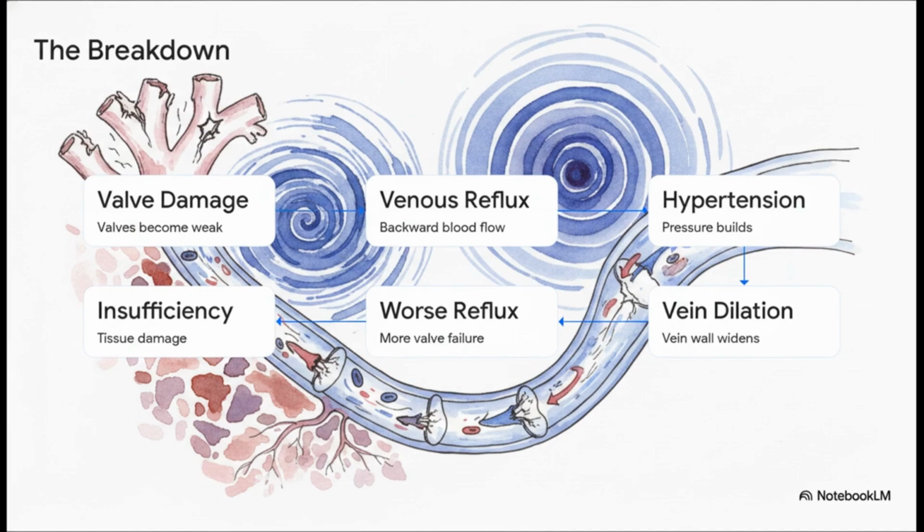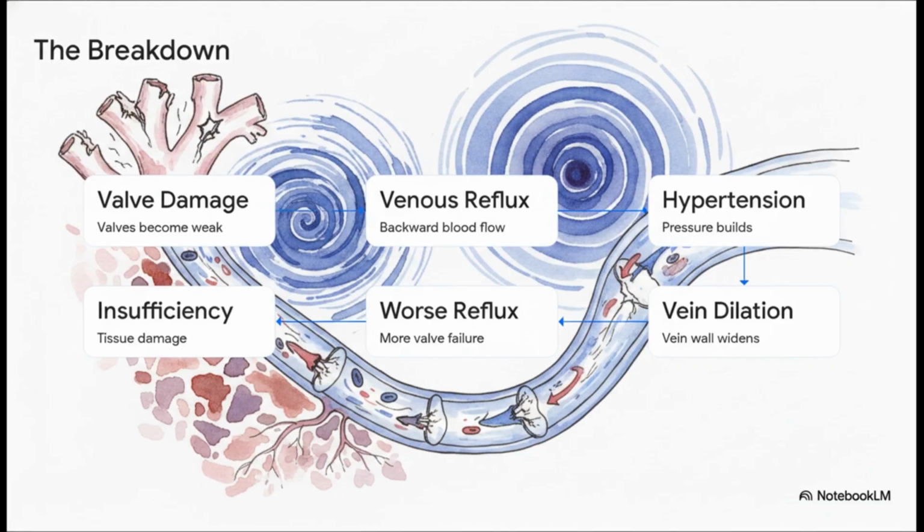Valve damage. The initial valve damage occurs. Venous reflux. That damage leads to venous reflux, the backward flow. Venous hypertension. Because blood is pooling, hydrostatic pressure builds up in the leg. Venous dilation. This immense pressure physically stretches and widens the vein wall. Worse reflux.